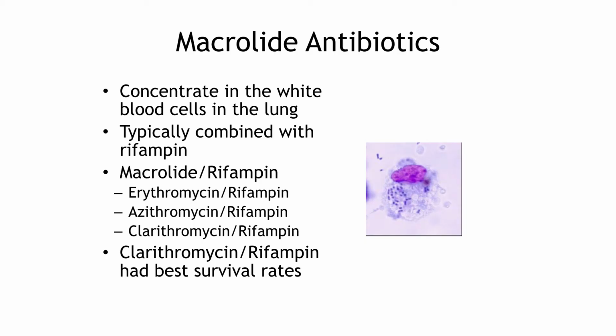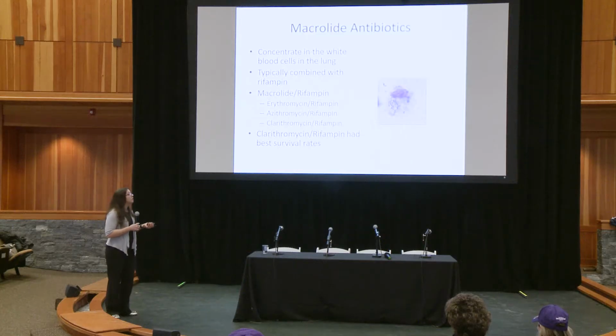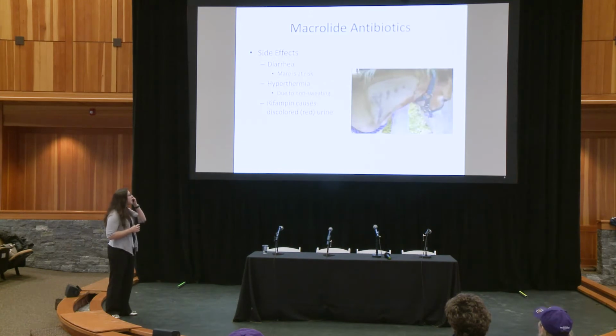So traditionally, these medications are combined with rifampin, which is another class of antibiotic effective against Rhodococcus that is also really good at penetrating abscesses, because that's a big issue we have with antibiotics, is they have to get to the site of the infection. So there has been a retrospective study comparing these three different combinations, so the erythromycin with rifampin, azithromycin, clarithromycin, and in that study, the clarithromycin rifampin had the best survival rate. So that's sort of been the go-to for a while now.